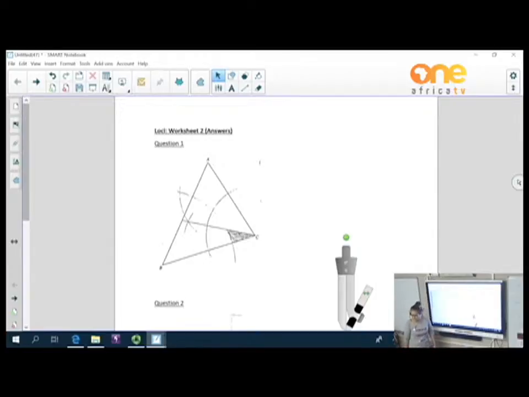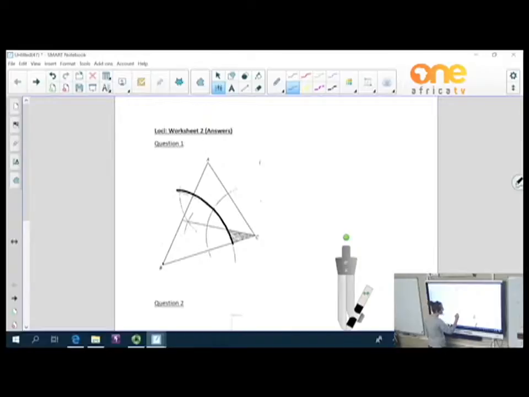So I'm continuing marking. Draw accurately. Number 1, draw accurately the locus of points inside the triangle 6 centimeters from B. So get your compass and then you measure 6 centimeters on your ruler, and remember from point B, you measure 6 centimeters and it will be that line.